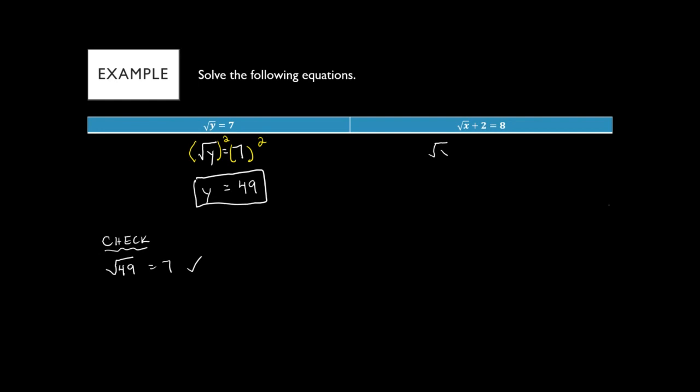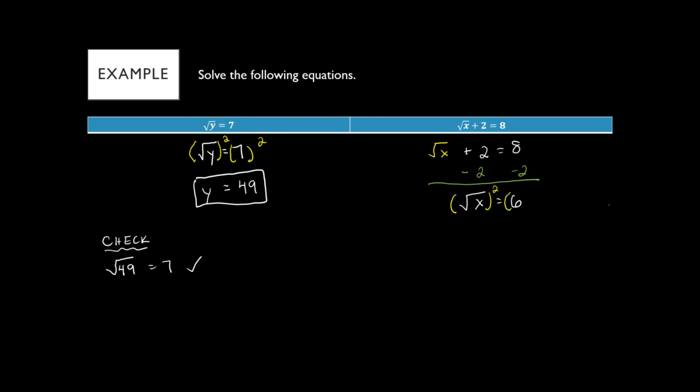Now let's take a look at our second equation here. We have the square root of x plus 2 equals 8. So we need to get the square root of x by itself. So I have this plus 2. So to get rid of that, I need to subtract 2 from both sides. So I need to get that on the other side. So that will give us the square root of x equals 6. So now I'm just like I had in the first problem here, where I've got a square root equals a number. And to get rid of the square root, you square both sides.